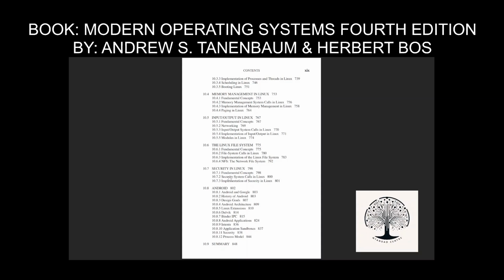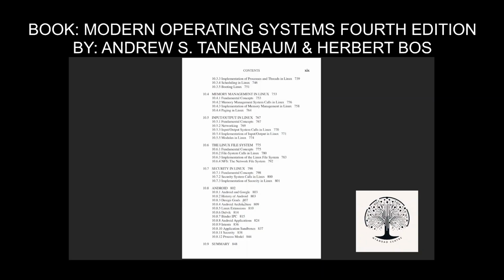We look at security in Linux. We look at fundamental concepts. We look at security system calls in Linux. We look at implementation of security in Linux. Then, since Android is a Linux-based system, we'll go straight into Android and look at Android and Google.